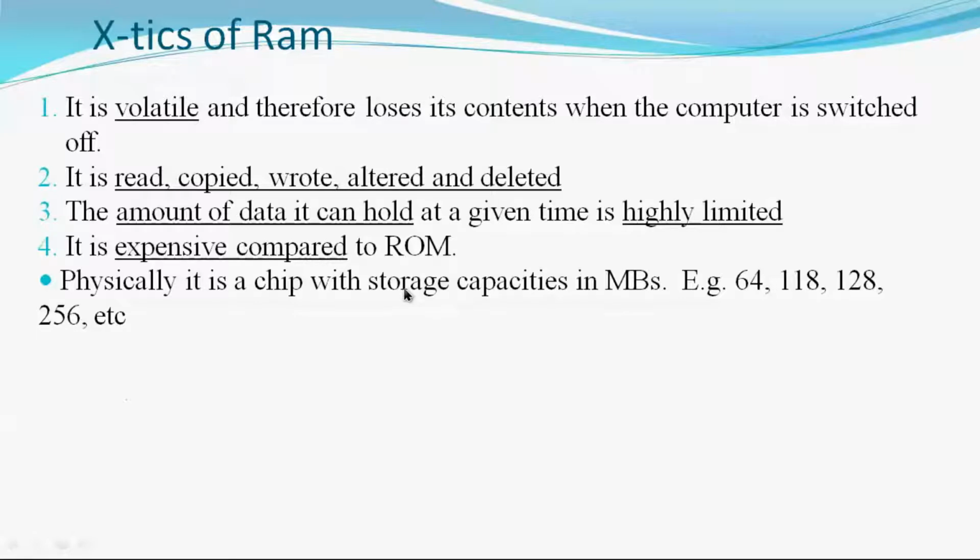Then also the other characteristic is the amount of data it can hold at a given time is highly limited. That's why when you buy a computer it has about 4 GB RAM, about 2 GB RAM, or 8 GB RAM. Some even have 16 GB RAM. But fortunately enough, when we're buying laptops or even computers, we have what we call expansion slots. These slots allow us to increase the capacity of RAM at a given time by inserting more chips into these expansion slots. Okay, so these expansion slots give us the ability to increase RAM.